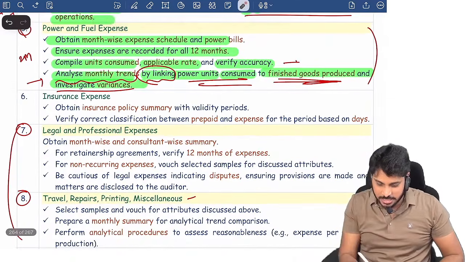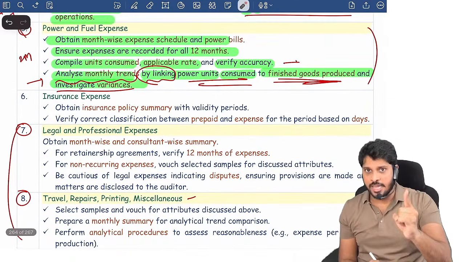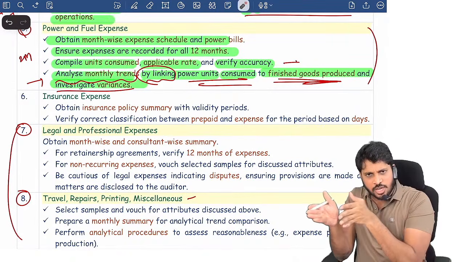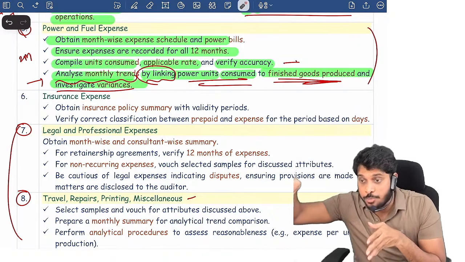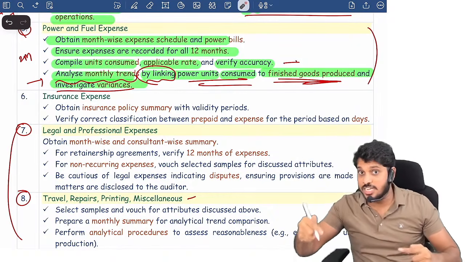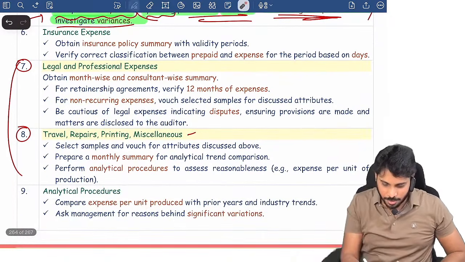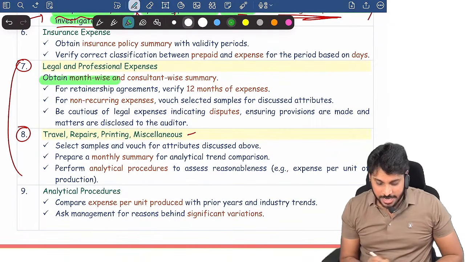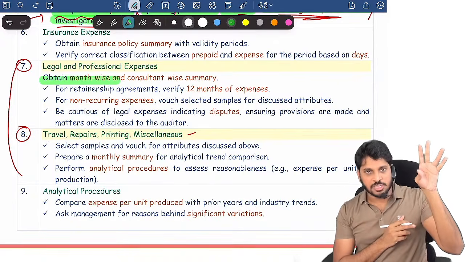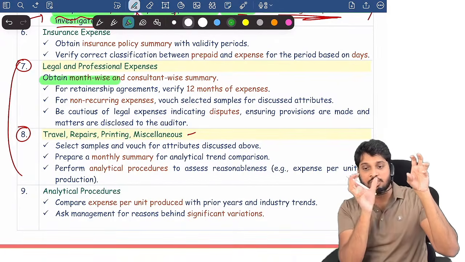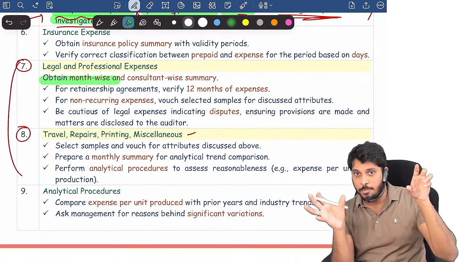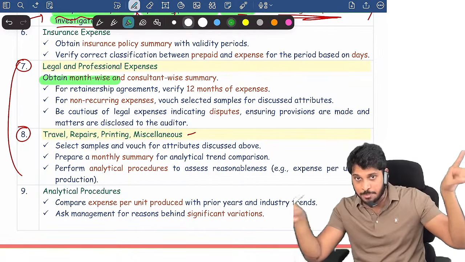Next, analyze the monthly trend by linking. See the monthly trend of how many power units are consumed. See the monthly trend of finished goods produced. If there is a variation, investigate why there is a variation. That's it, guys. Okay. Next, legal and professional, get a month-wise schedule. April month, how much legal expenses we incurred, May how much, June how much, July how much, up to March, you get the month-wise breakup.